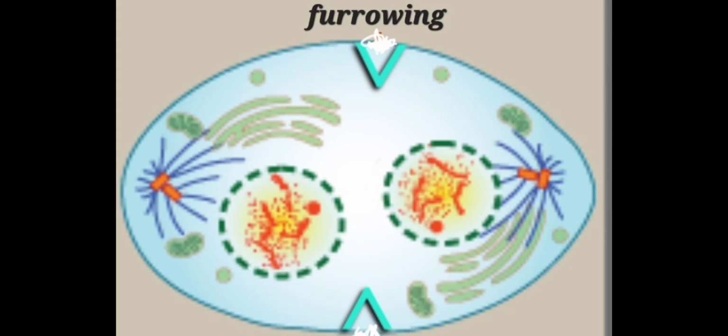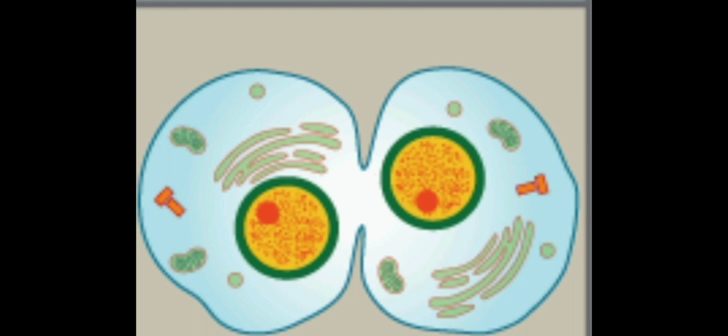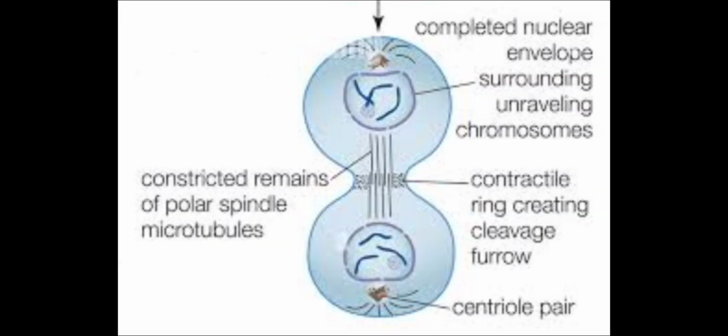A cleavage furrow that was already formed by now starts deepening. This is the start of cytokinesis. Following karyokinesis, it is cytokinesis that takes over. Cytokinesis is the physical separation of the cytoplasmic components into two daughter cells. Cytokinesis is quite different in plants as compared to animals. This we will discuss in the next video.